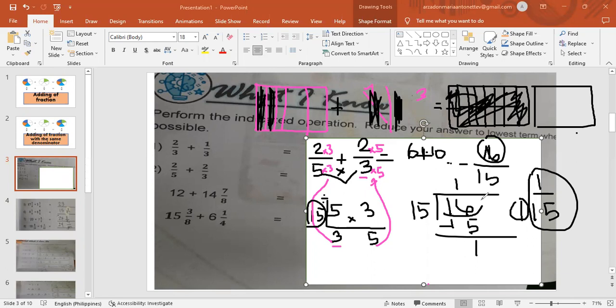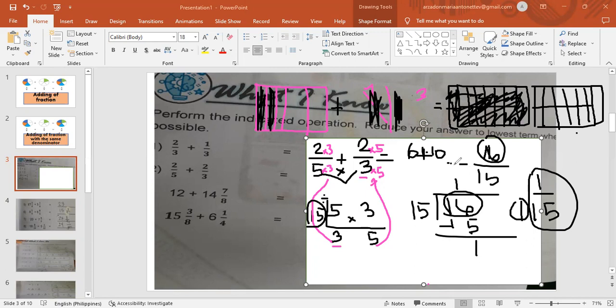This one, the 16, right? So, we have to shade the 15. So, there is an extra one. So, we have to make another rectangle, which is also with the 15 parts. 1, 2, 3, 4, 5, 6, 7, and 8. It's just like this.